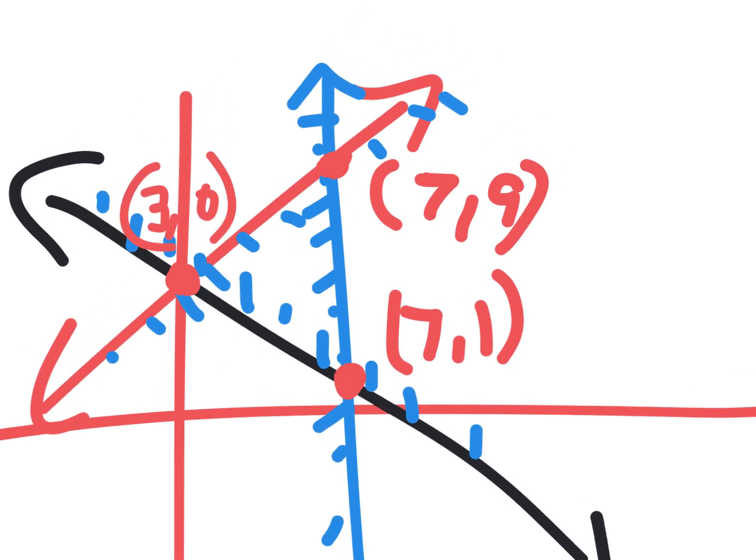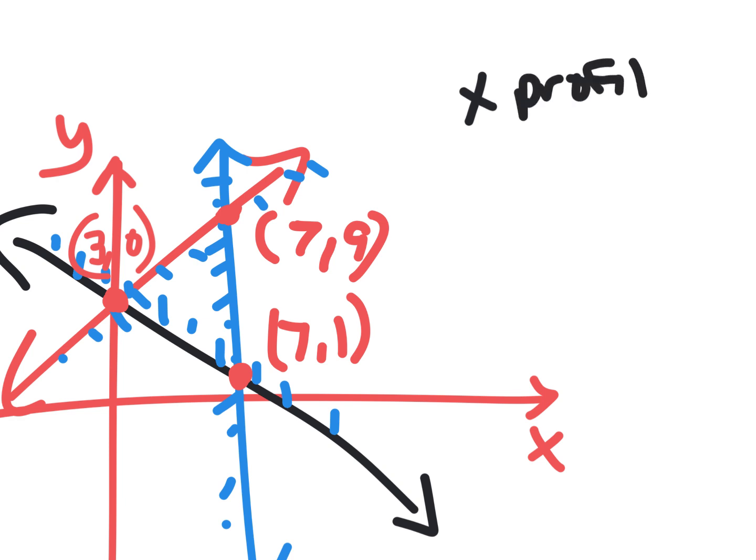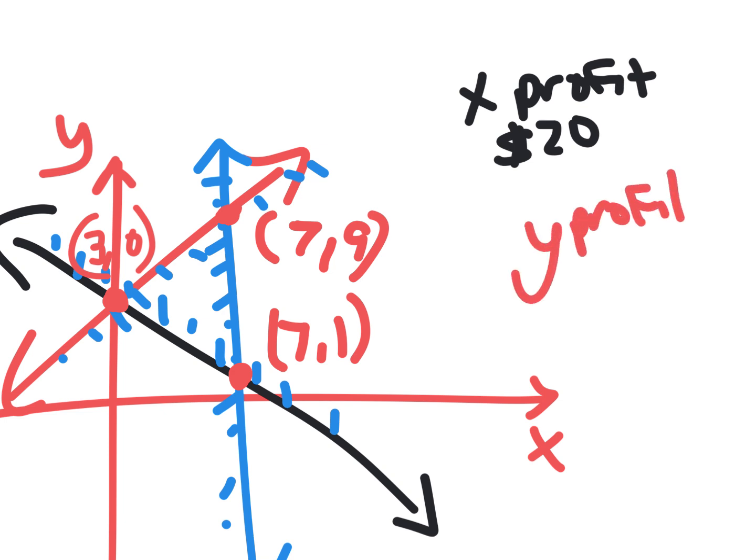On those linear programming questions, they often ask you to tell which one gave you the most profit. Let's say that our profit went like this. Our X profit was $20. We make $20 on each one we sell. Our Y profit is $30.